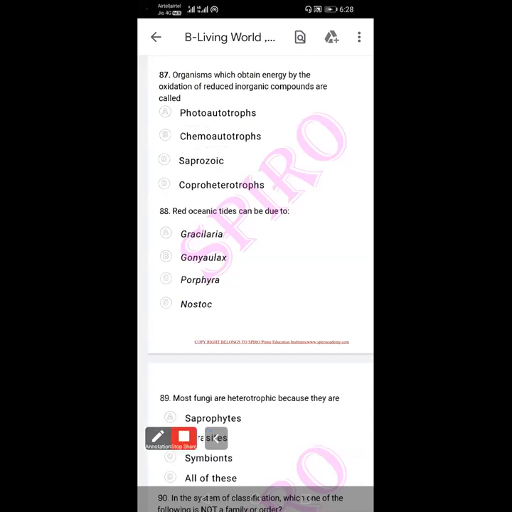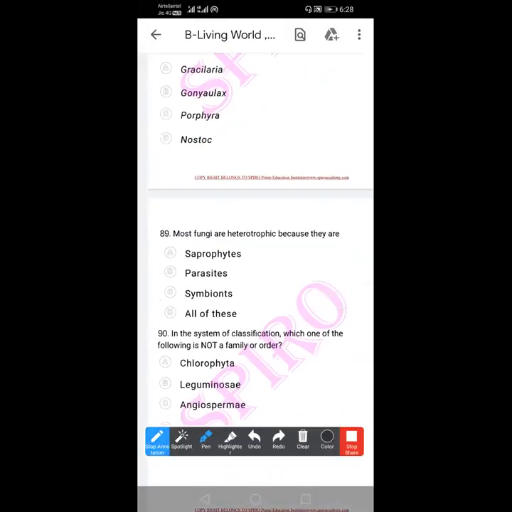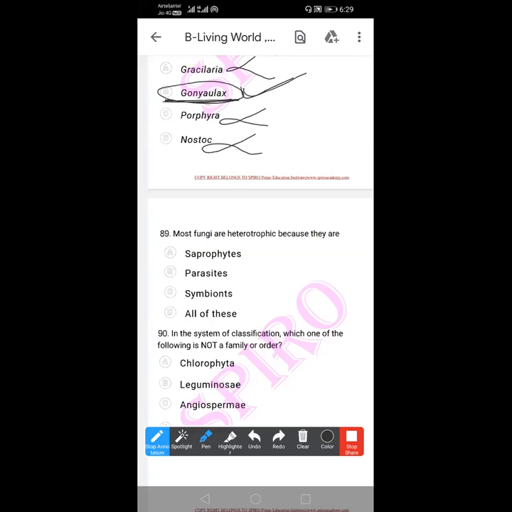Next question. Red oceanic tides can be due to. Here you should understand one thing. The Red Sea is colored by a blue-green alga, Trichodesmium erythraeum. Here the question is about red tide. Red tide is caused by dinoflagellates. It is not the red algae, and it is not a blue-green algae. So the correct answer is the dinoflagellate Gonyaulax. It is the reason for the red color of the tide. You can see the tide appearing red.